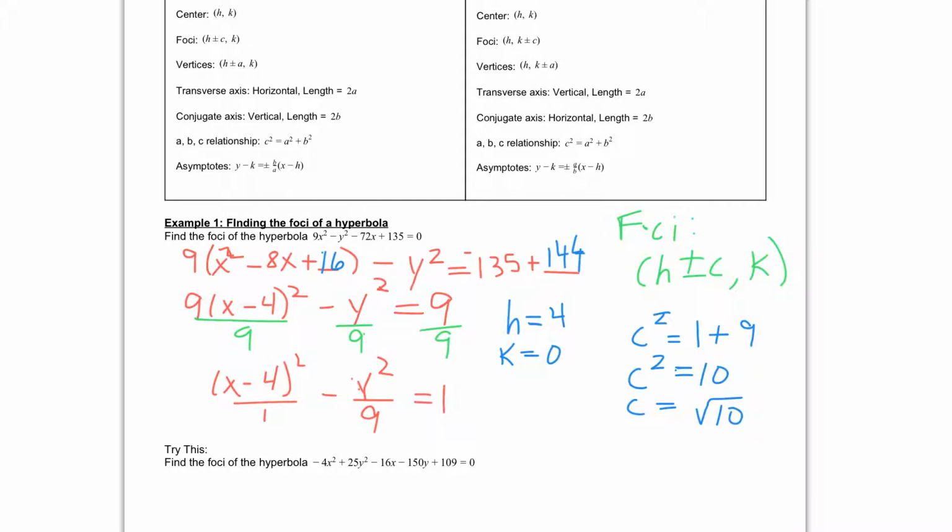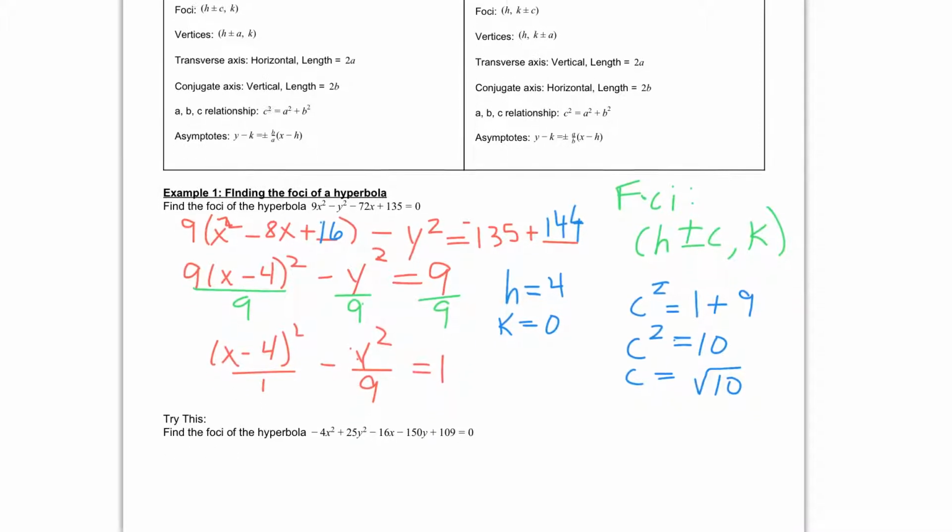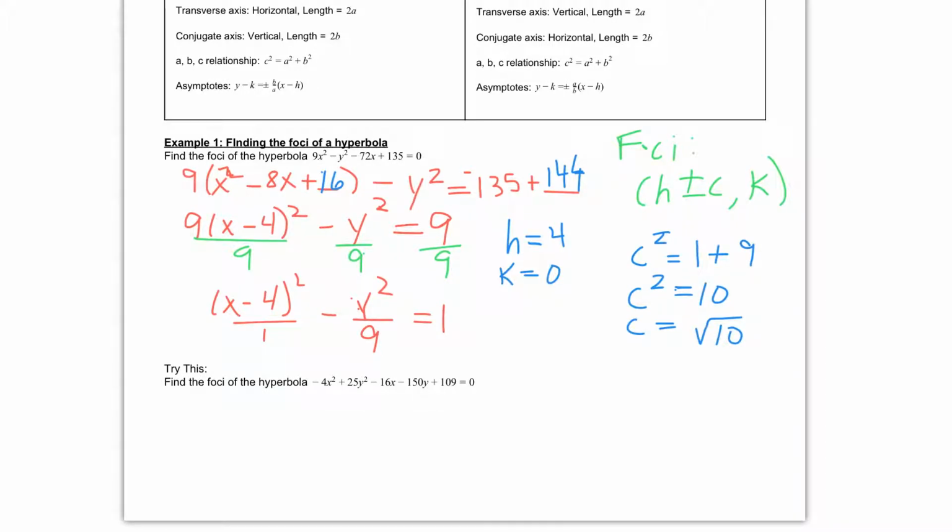And then I can go ahead and write in my foci. So I get an answer of 4 plus the square root of 10, comma k, which is 0, and then h minus c, so 4 minus the square root of 10, comma 0.